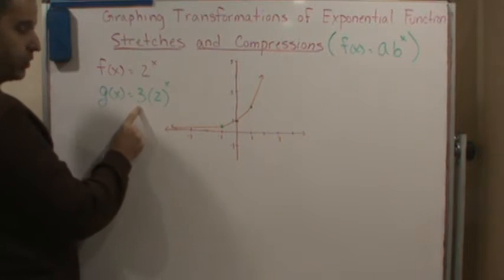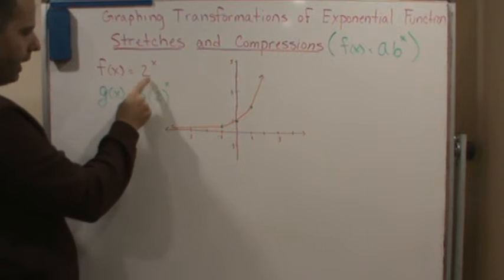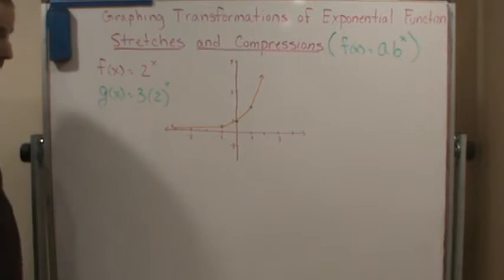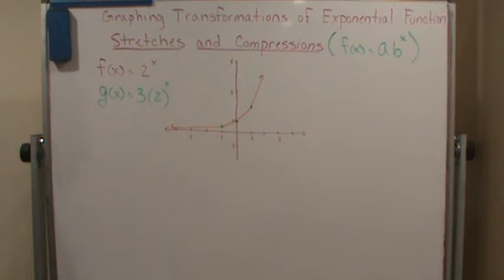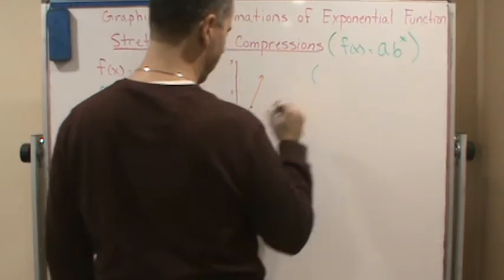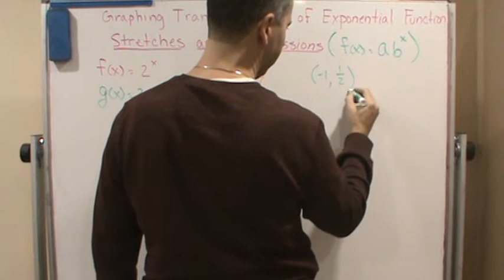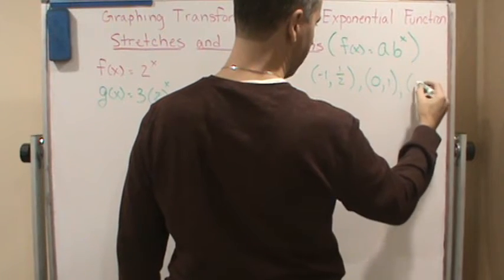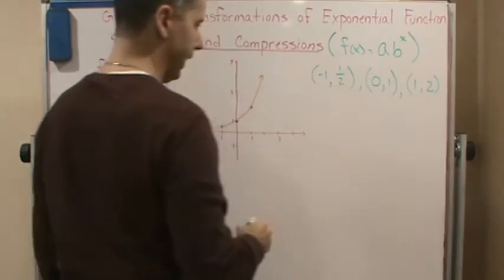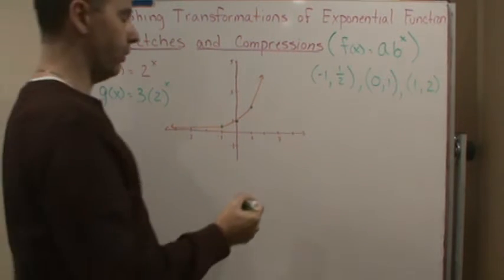I'm outside the function, which means everything that I'm doing is affecting the y values. So I'm taking all of the y values of f of x and I'm tripling them. So I'm going to take all of the y values of these 3 points and multiply them by 3. Again, let me write out the 3 points that the basic function goes through: negative 1, 1/2; 0, 1; and 1, 2. Now, if I multiply all of the y coordinates by 3, what do I get?